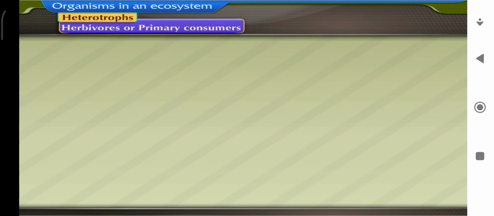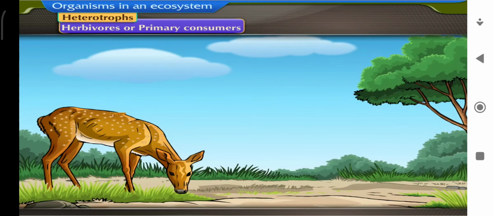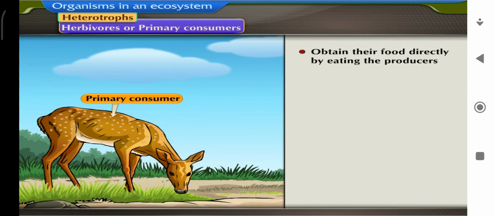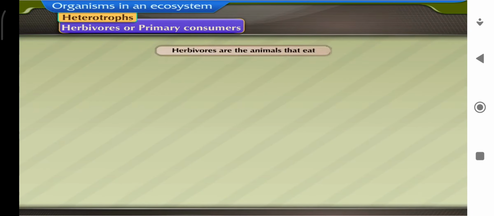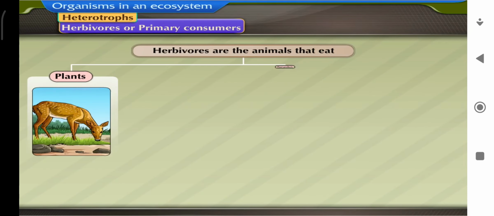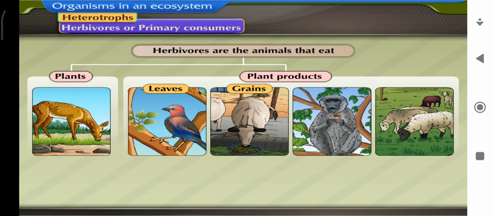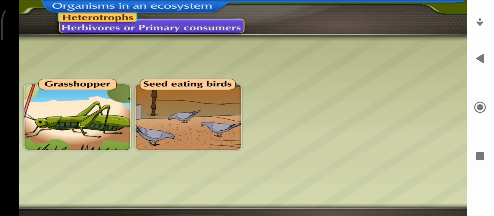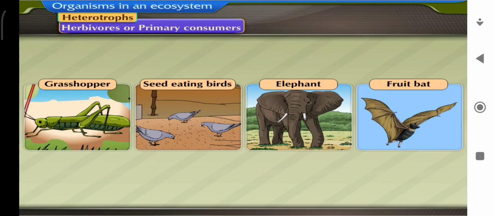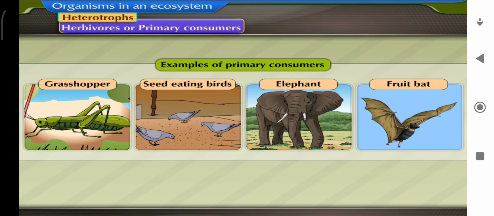Herbivores or primary consumers. Primary consumers are the consumers that obtain their food directly by eating the producers. Herbivores are known as primary consumers. Primary consumers are also called first-level consumers. Herbivores are the animals that eat only plants or their products such as leaves, grains, fruits, grasses, etc. as their food. Grasshoppers, seed-eating birds, elephants, and fruit bats are all examples of primary consumers.